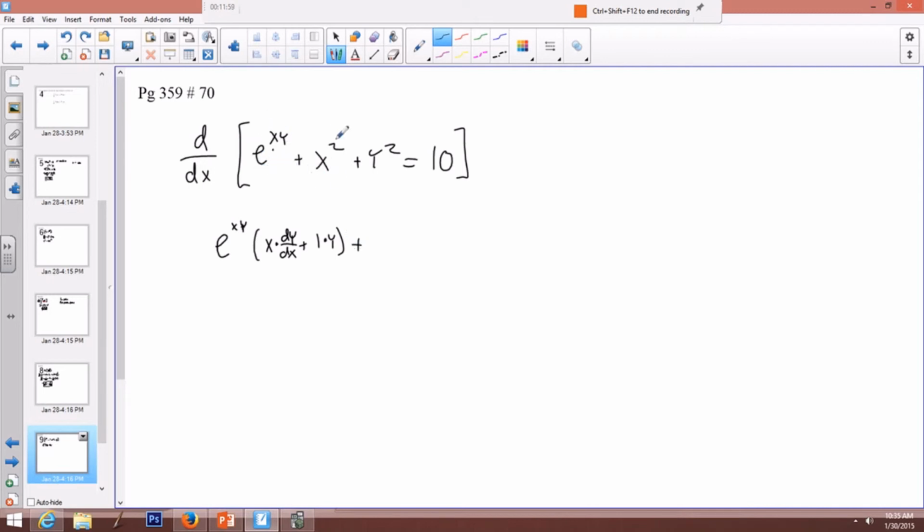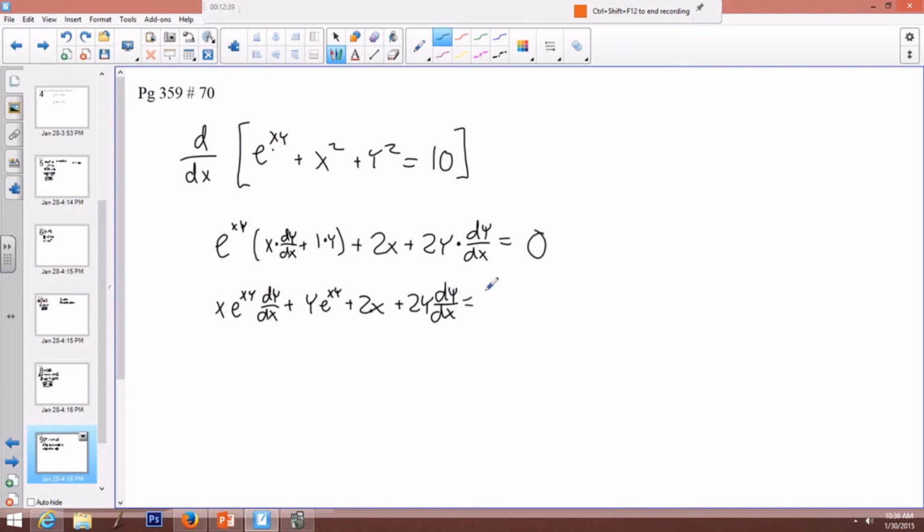And to that, we need to add the derivative of x squared, which is 2x. And then to that, we need to add the derivative of y squared, which will be 2y times the derivative of whatever y is with respect to x. And then the derivative of 10 is 0. So they want us to solve for just dy over dx. So here's what I'm going to have to do: distribute this e to the xy to both terms. So I'm going to have x e to the xy dy over dx plus y e to the xy plus 2x plus 2y dy over dx equal to 0.